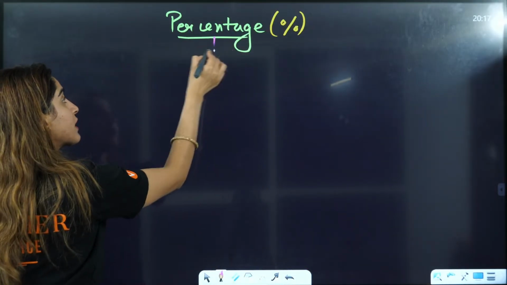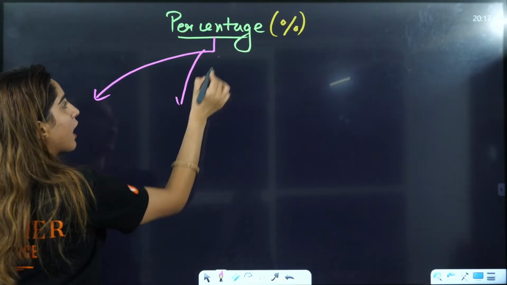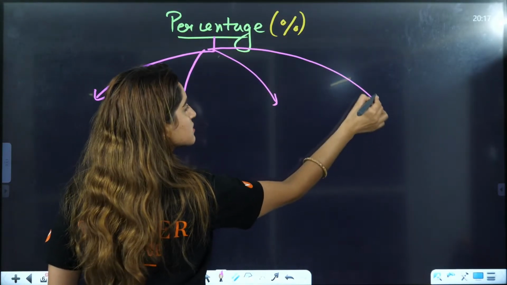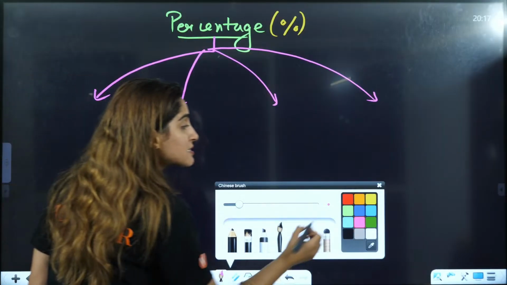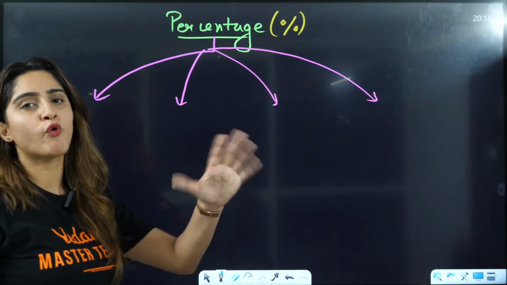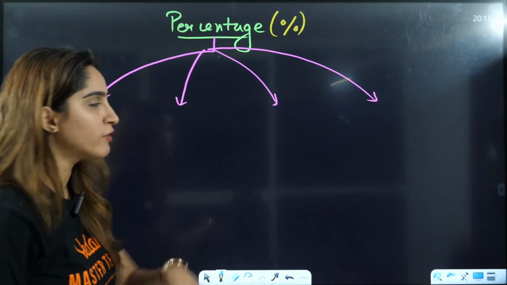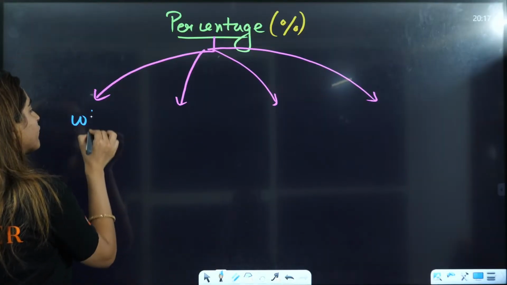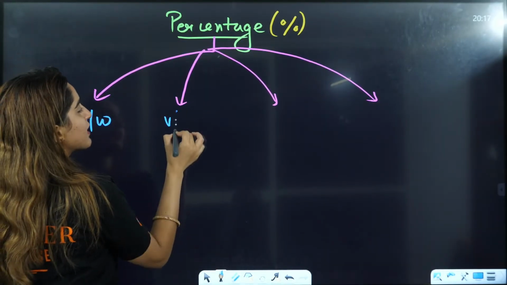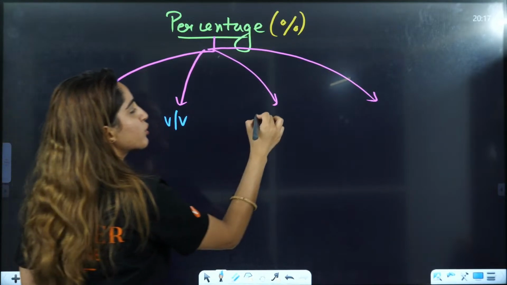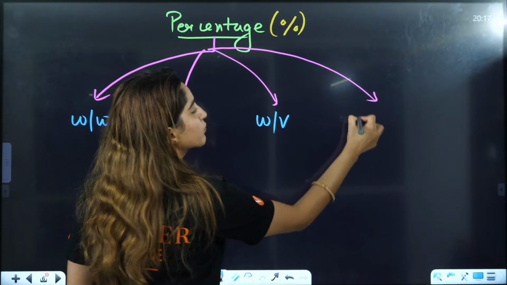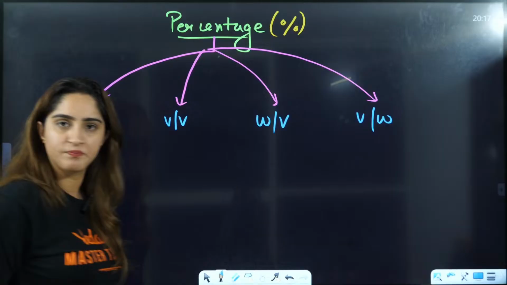Now, four kinds of percentages you can have. We will play with weight and volume, right? First, we can put it as weight by weight. Next, we can put it as volume by volume. Then you can put weight by volume, and then you could put volume by weight, right?